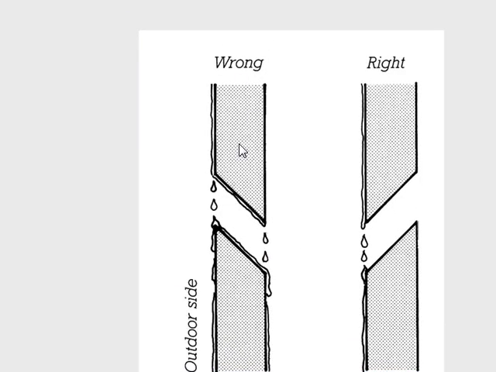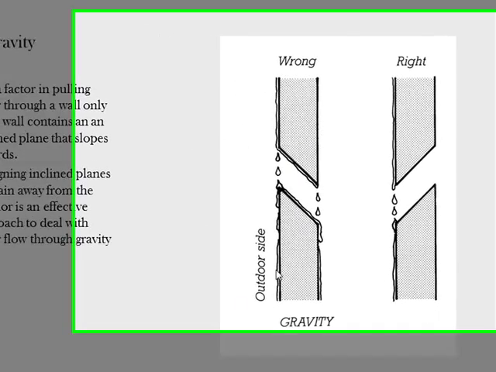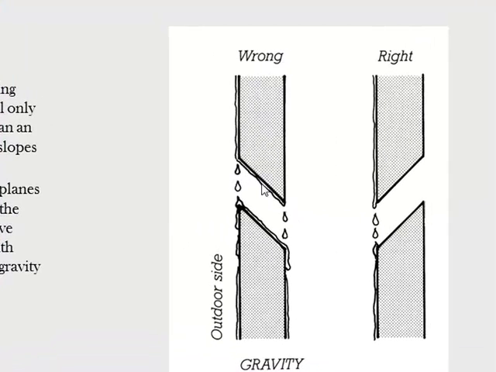Gravity forces: if this is the outside of your building right here, you don't slope the joint toward the inside. That's kind of obvious, because what will the water do? It'll just run right in there. So instead you slope it this way, because it'll be harder for that water to run uphill. It'll just keep on the outside.